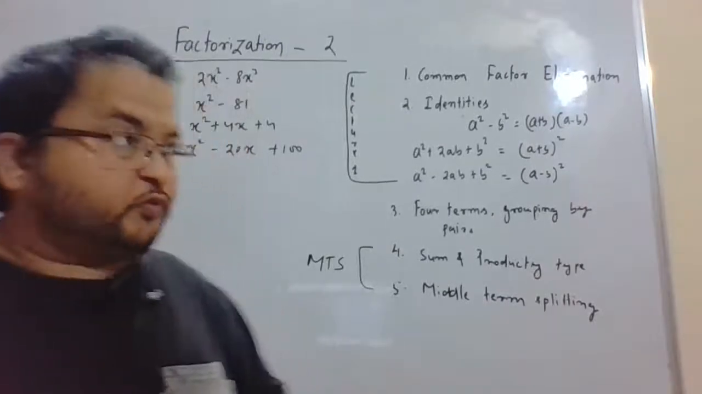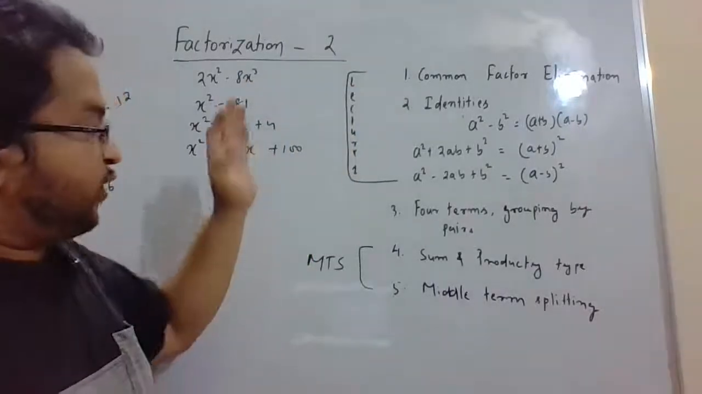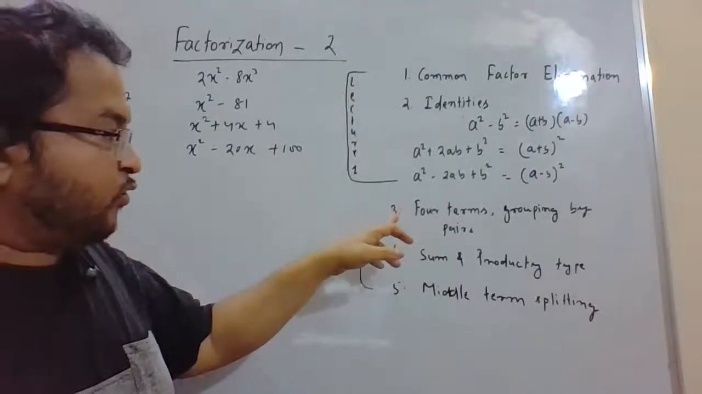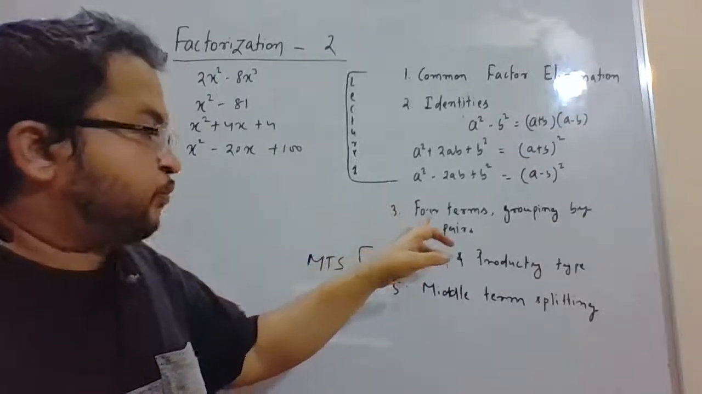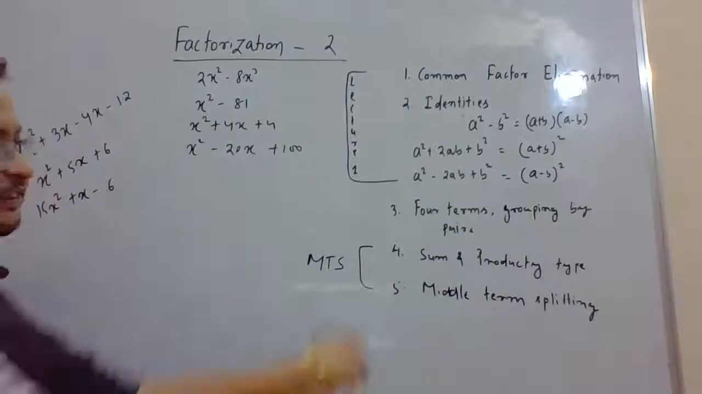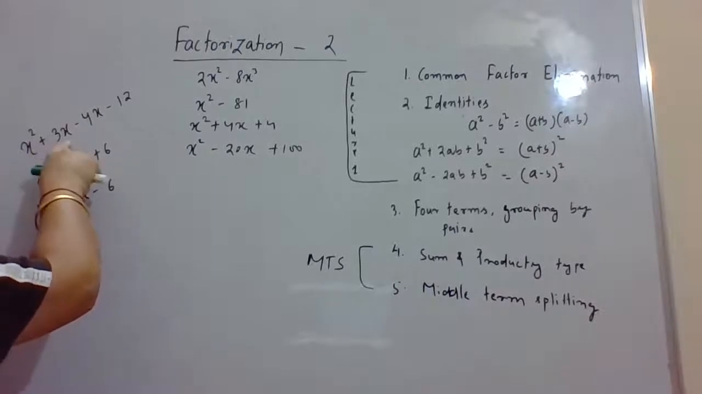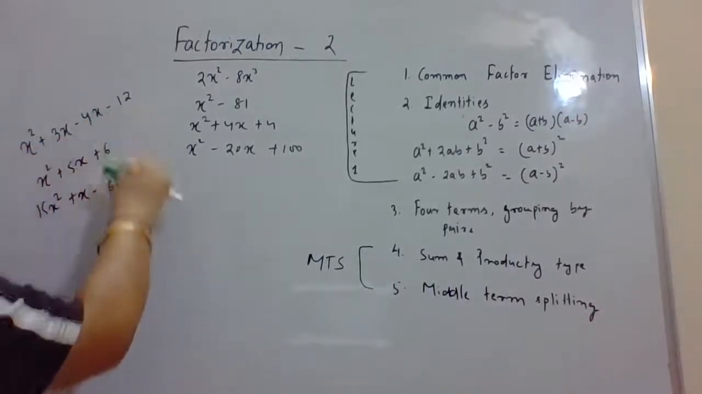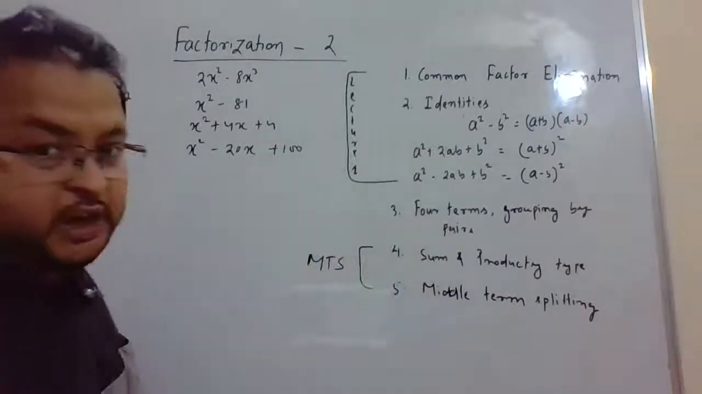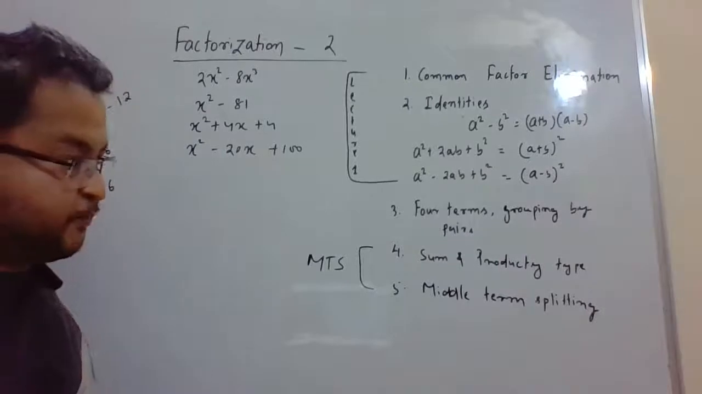In this video, which is the second lecture in my factorization series, we will see how to factorize an algebraic polynomial if it is expressed as four terms, something like x squared plus 3x minus 4x plus 12. When there are four terms given to us, how should we factorize that? We will see this in this video.